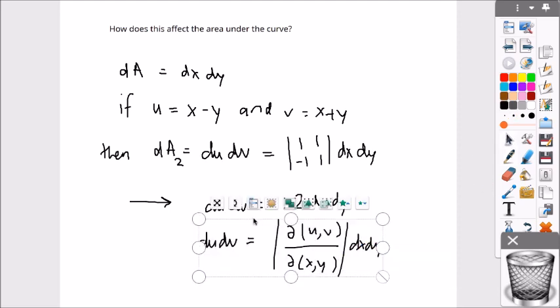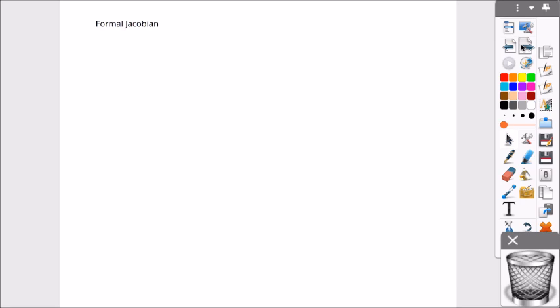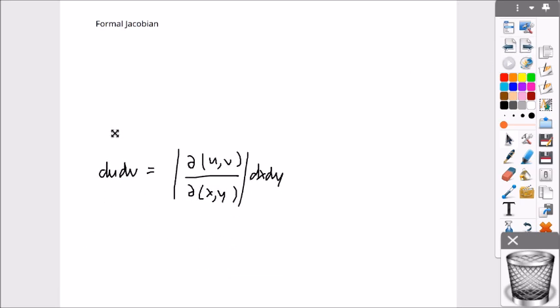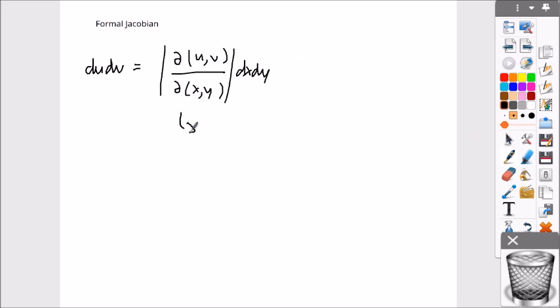Right? And what does this mean? What does this symbol mean? That brings me to the formal Jacobian, actually. So the formal Jacobian is this: if this is equal to this. So what does this mean? What does del u comma v over partial x comma y mean? It means a matrix of partial derivatives.